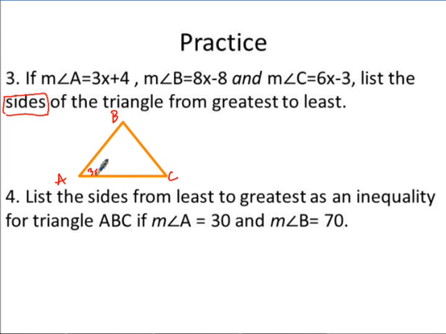A is 3x plus 4. B is 8x minus 8. And C is 6x minus 3. So we don't know any of the values of those angles, but we do know that all triangles' angles add up to 180 degrees. So 3x plus 4 plus 8x minus 8 plus 6x minus 3 equals 180 degrees.